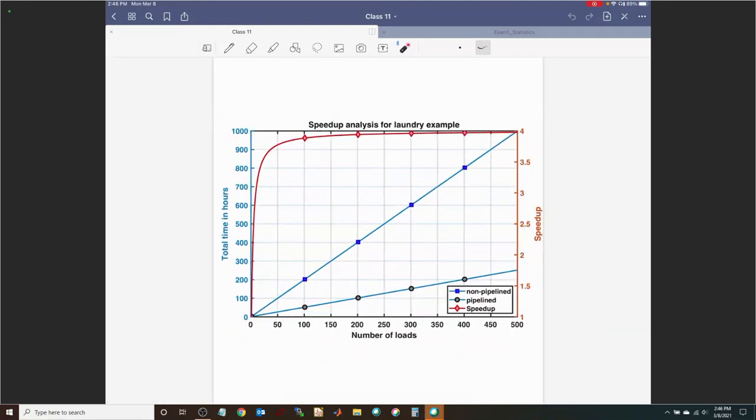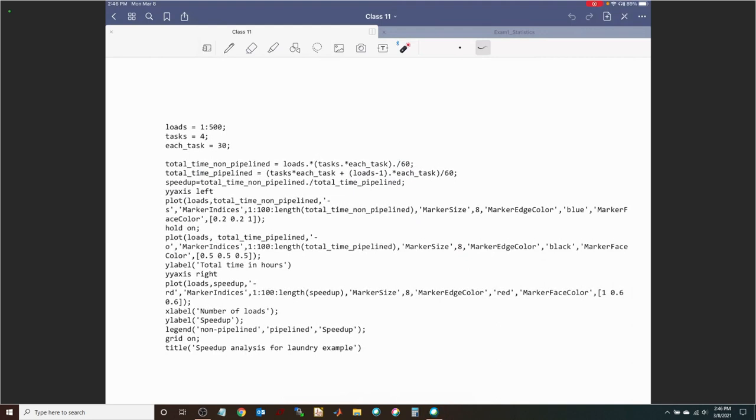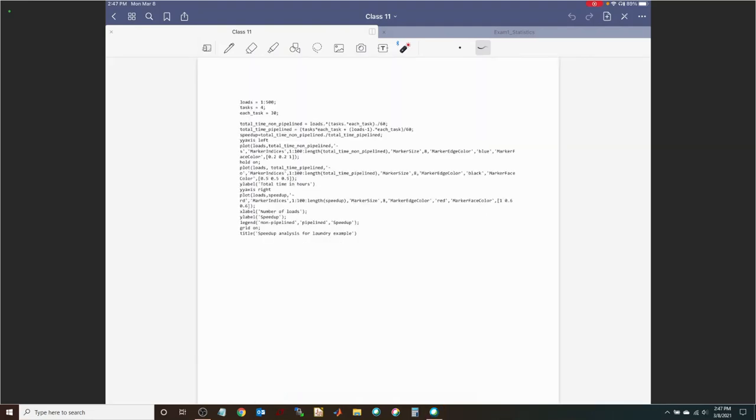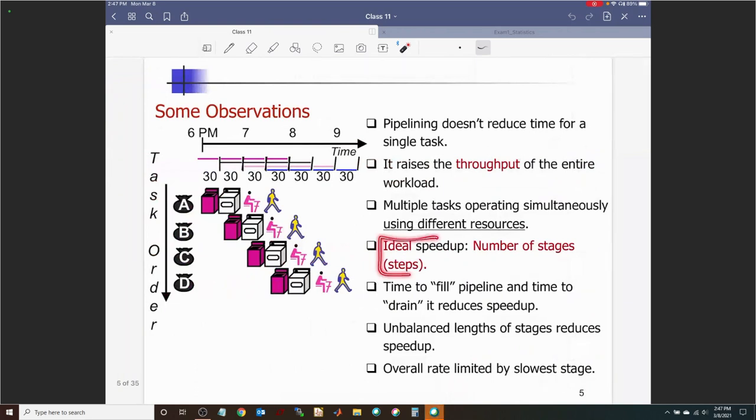If you're curious and you want to play with this speed up analysis example, I am providing you with the MATLAB code that I used to generate that plot, to find the total time non-pipeline, and the total time in hours for the pipeline version. A lot of the commands over here are just for the plotting purposes. So if you want to play a little bit more with these, you can do that. All I did was sweep the number of loads from 1 to 500. I kept 4 tasks per load. Each task was 30 minutes, and I computed the speed up, total time for pipeline, and total time for non-pipeline, and plotted them together. I hope that gives you a sort of validation to that statement. The ideal speed up is the number of stages.